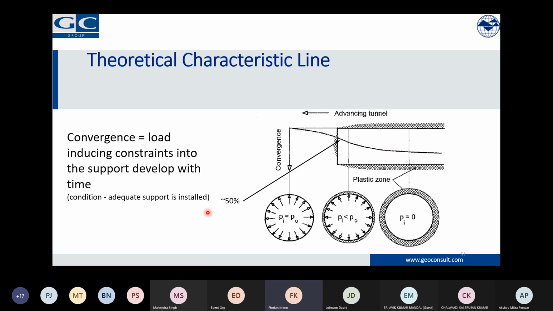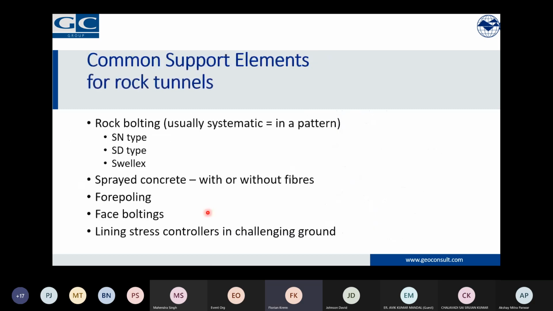And that basically leads now to the next subtopic here, and our last one, and that's the common support elements for rock tunnels, because basically rock is one part of the building material and the other part of the building material set is my support elements. So the main support elements will be rock bolting, and I put into brackets here that it's usually used in a systematic manner, or systematic rock bolting as it is called. It's coming in a pattern.